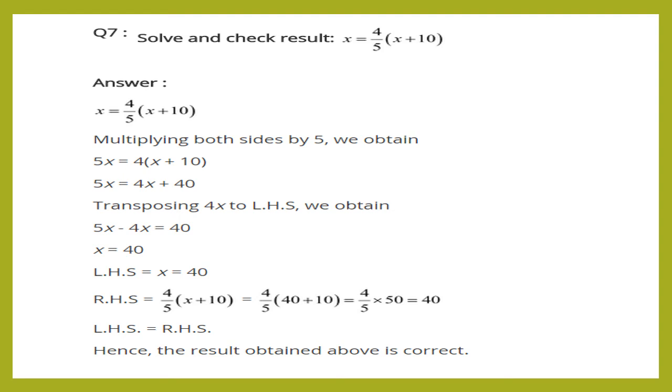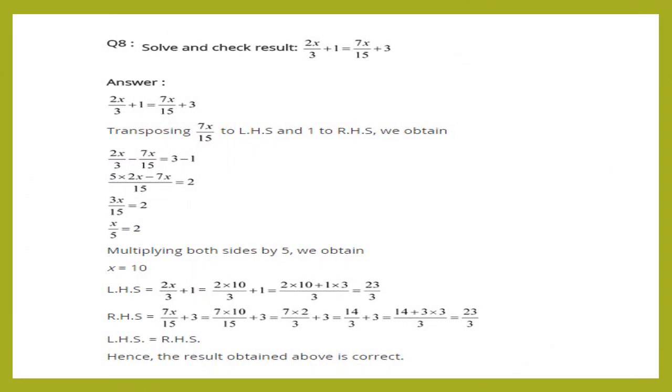Then let us take the RHS: 4 by 5 into (x plus 10). 4 by 5 into (40 plus 10), since the x value is 40. So 40 plus 10 is 50. 5 ones are 5, 5 tens are 50. So 4 tens are 40. LHS is also 40, RHS is also 40. So LHS equals RHS. Hence the result obtained is correct.